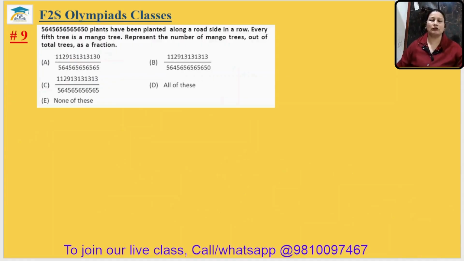Question number 9. A number of plants have been planted along a roadside in a row. Every fifth tree is a mango tree. Represent the mango trees out of the total trees as a fraction. Every fifth tree means what? 1/5 of what? This number. Actually this number is a little bigger. Just copy the number here.